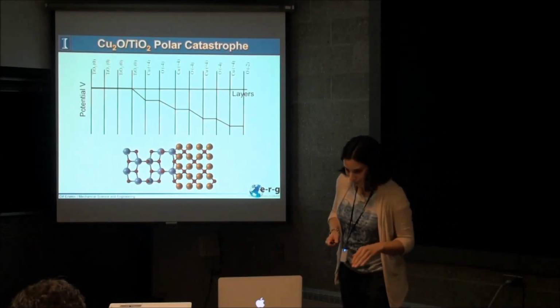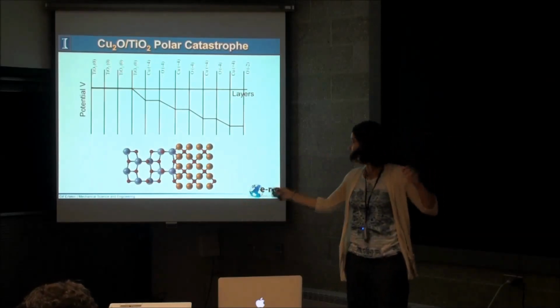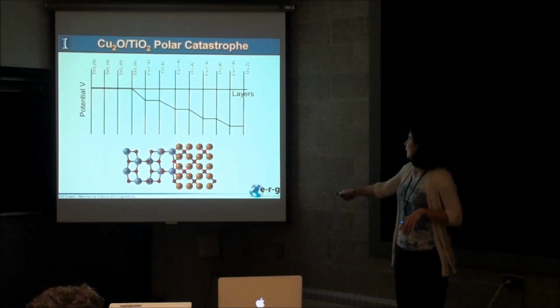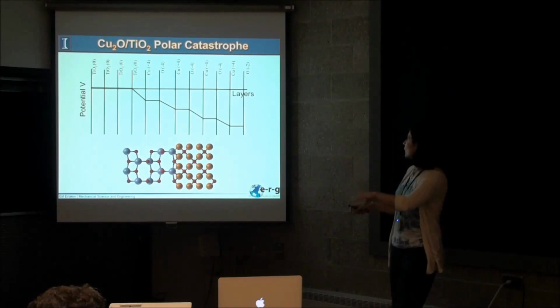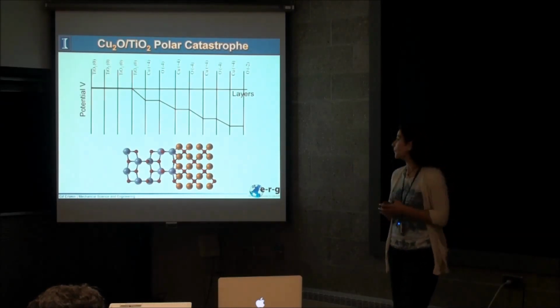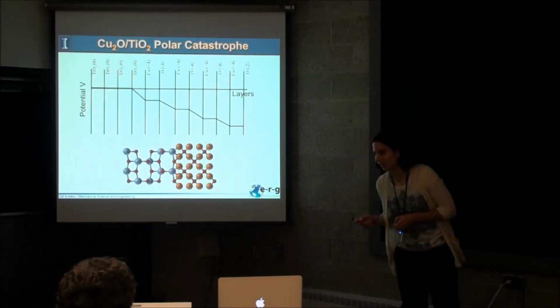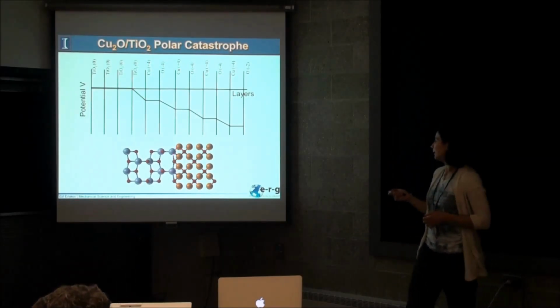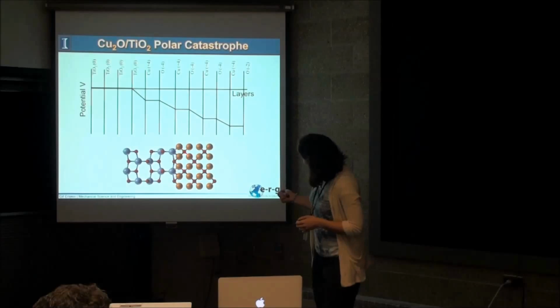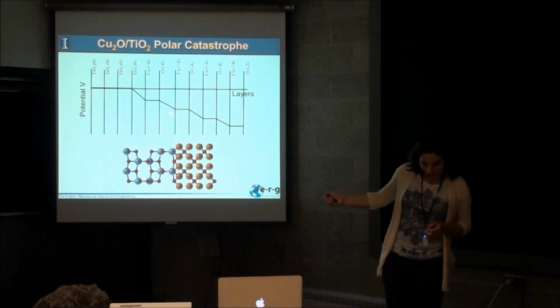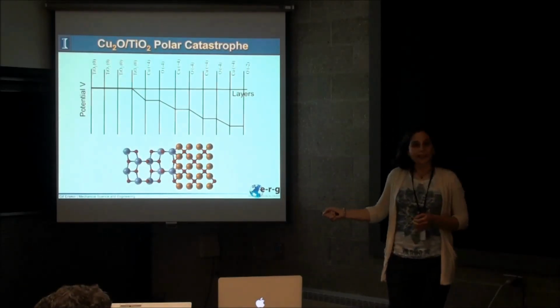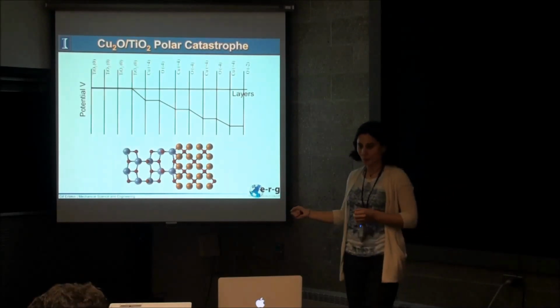And that diverging potential, in the thermodynamic limit where this becomes an interface between two bulk solids, means that the energy of the system blows up, becomes infinite. This is what's called a polar catastrophe in the literature. And so if you looked at this and really thought about it, you would say, man, that system really shouldn't be able to exist in reality because of this polar catastrophe.